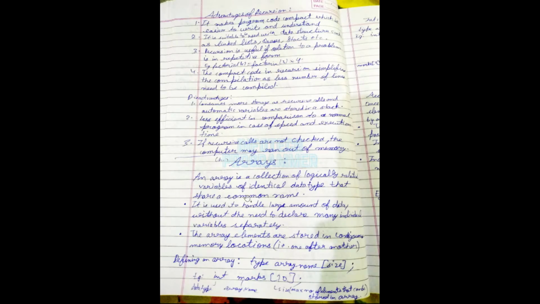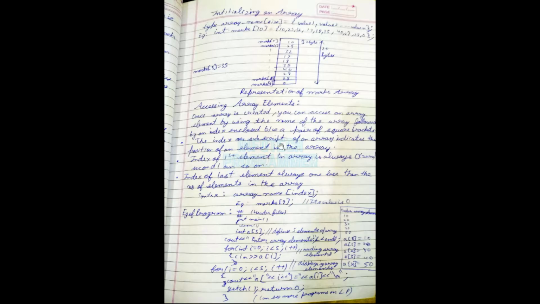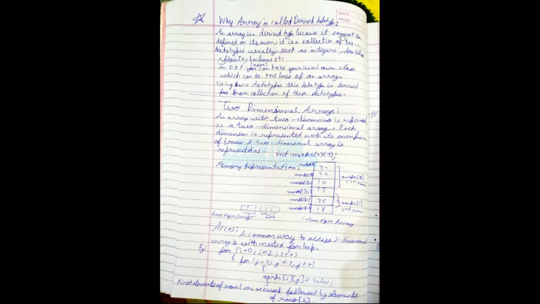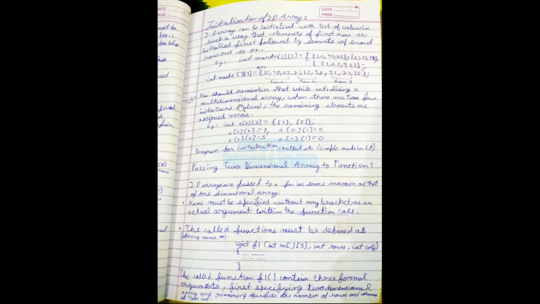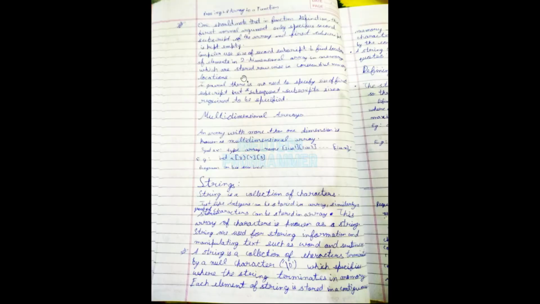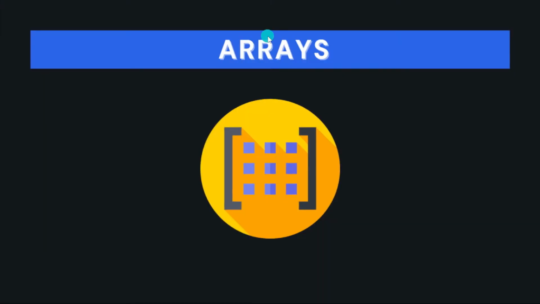You can see in our notes, an array is a collection of logically related variables of identical data items that share a common name. So you can learn about arrays from here. I had properly shown how to initialize an array, how to access the elements in an array, why they are a derived data type, then two-dimensional arrays also, along with the programs discussed below. You can see the programs and also the various descriptions of them in these notes.